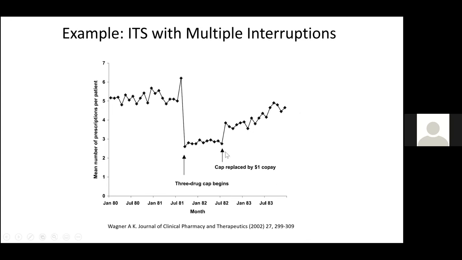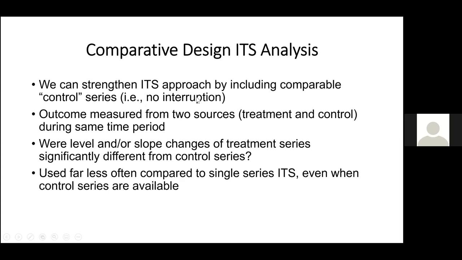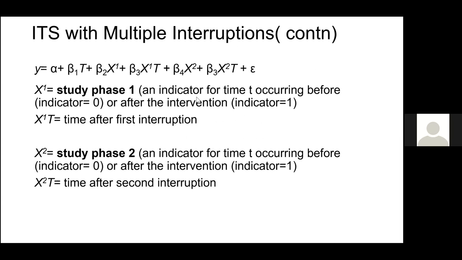But then after a while, there was some other change. This drug cap was replaced by another policy of a copay of $1. So once the copay of $1 came in, there was an increase now. And then the trend went up. So there was a level change again, another level change. And then we have a slope going upwards. So if we would go backwards a bit, that's what we have here.